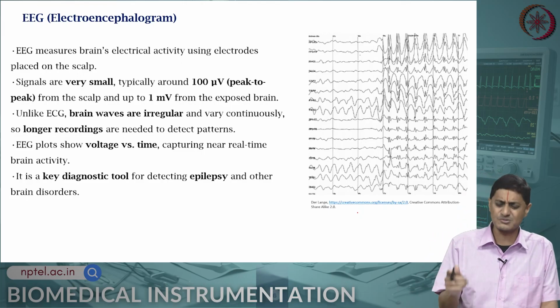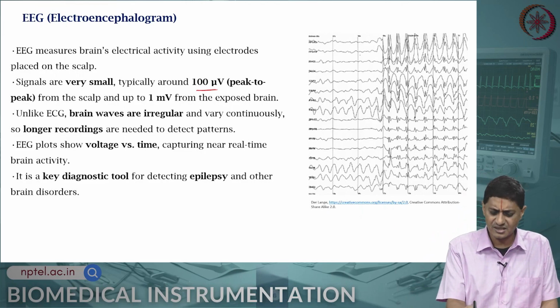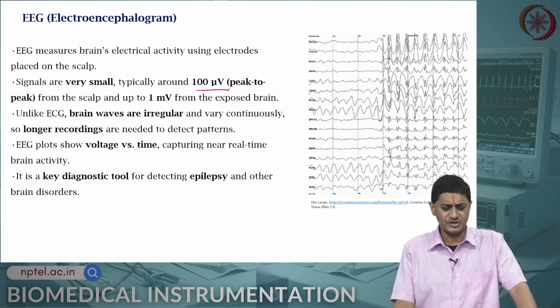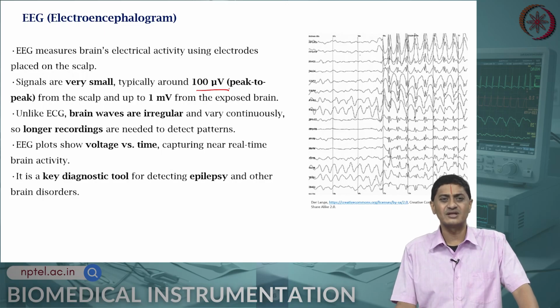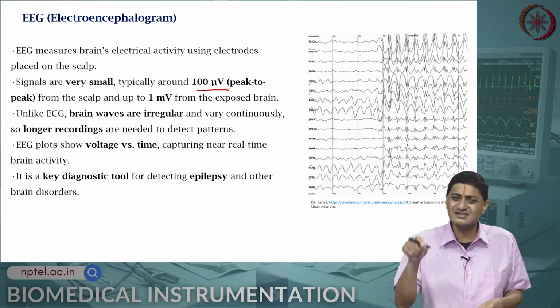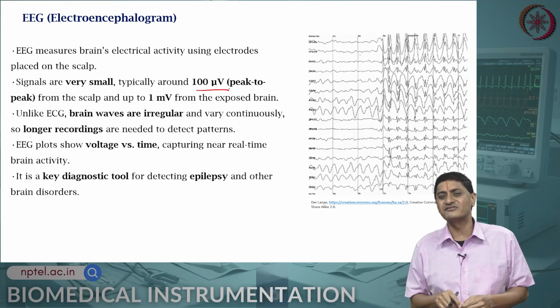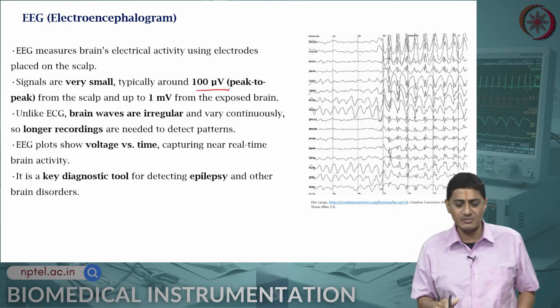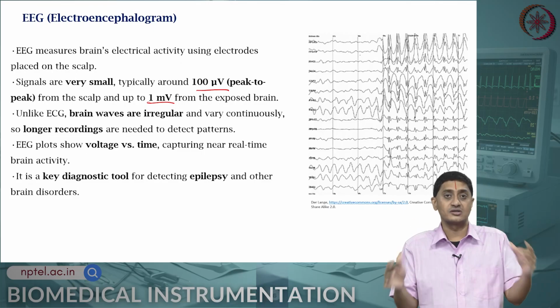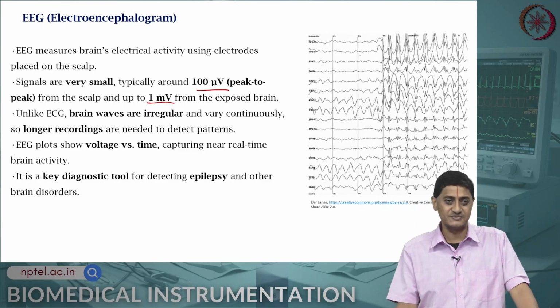These signals are very small, typically in the order of microvolts, peak to peak, actually 10 microvolts from the scalp and up to 1 millivolt from the exposed brain. If you are doing some open skull surgery and measuring from the surface of the cortex, then you might be able to get up to 1 millivolt, and that is a lot, 1 millivolt EEG.